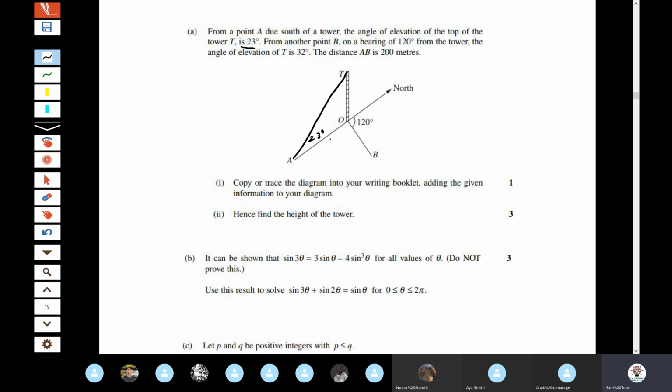From another point B, which has a bearing of 120 degrees from the tower, the angle of elevation of T is 32. Okay, so you definitely know this angle here, that's 32 degrees. We can all see that? Does that make sense? Yeah.